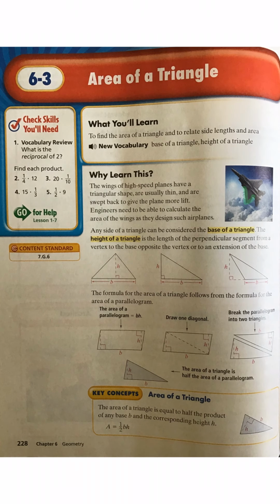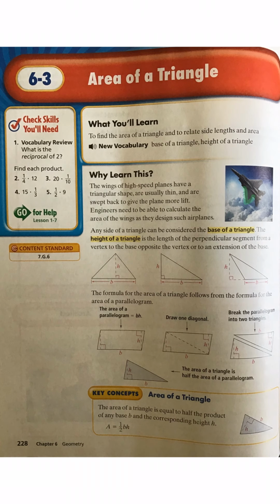Any side of a triangle can be considered the base. The height of a triangle is the length of the perpendicular segment from a vertex to the base opposite the vertex or to an extension of the base.